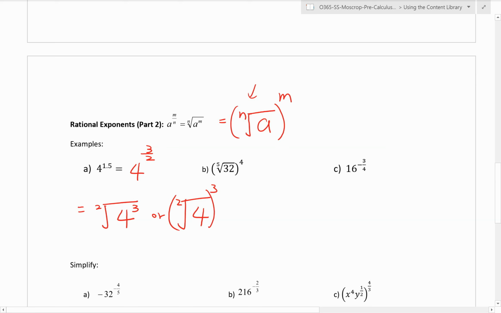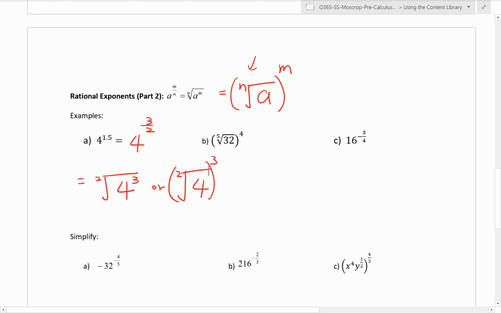I'll show you why the second one is better. I will erase one of them later on. If we write in the first form, what this is telling me to do is that I need to cube the 4 first, which means this is going to turn into, well, 4 cube is 4 times 4, 16, 16 times 4, 64. So I'm actually looking for the square root of 64, which is not too difficult to do. It's just 8. Not a problem.